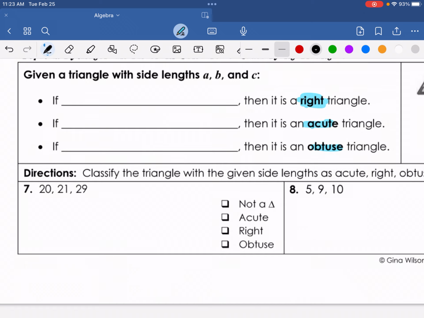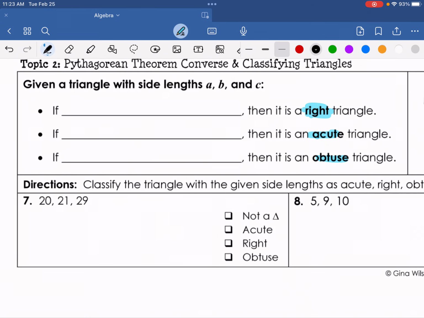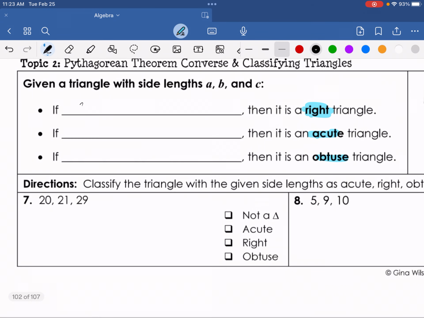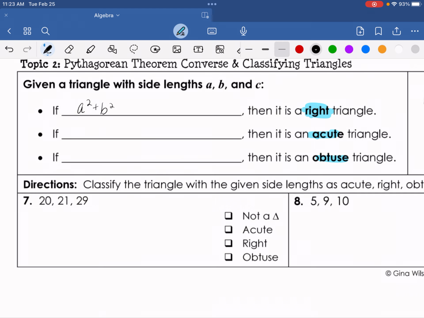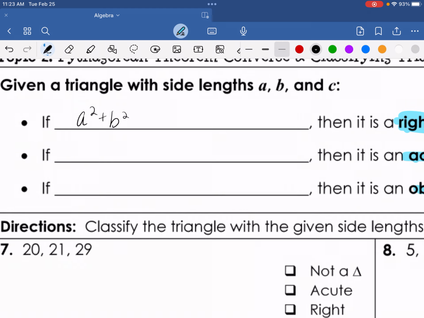Okay, so for this, we still have to check with the Pythagorean theorem. So it's going to be a squared plus b squared. If it's a right triangle, it is going to be equal to c squared, the hypotenuse squared. If it's an acute triangle, a squared plus b squared, it means that the hypotenuse is smaller.